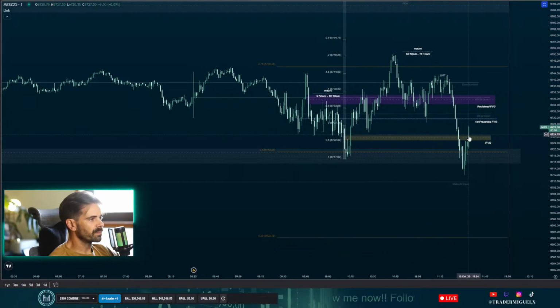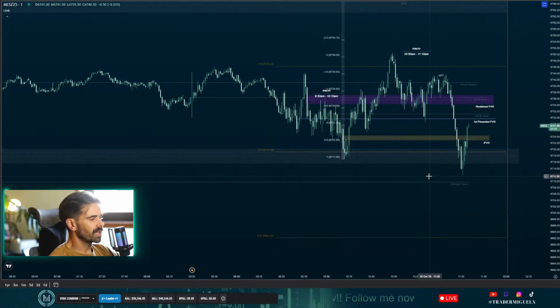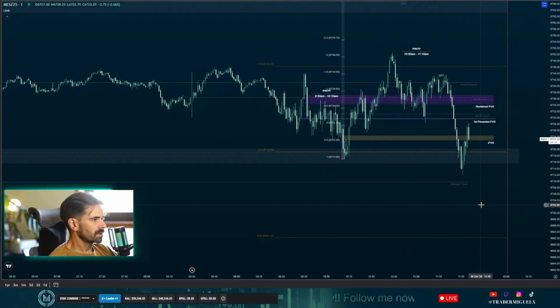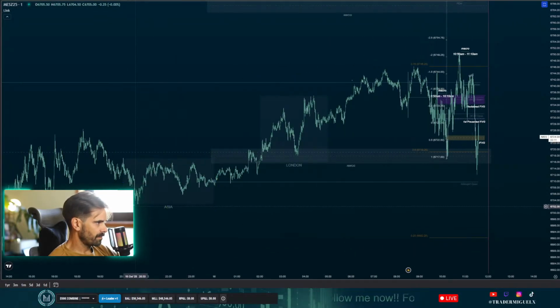But then I need to see this candle fail, eventually the fair value gap being inverted. So I'm not sure if we will see this or not. So will this be a reclaimed fair value gap? Let's just see. Because if so, we might end up driving to Asia highs.